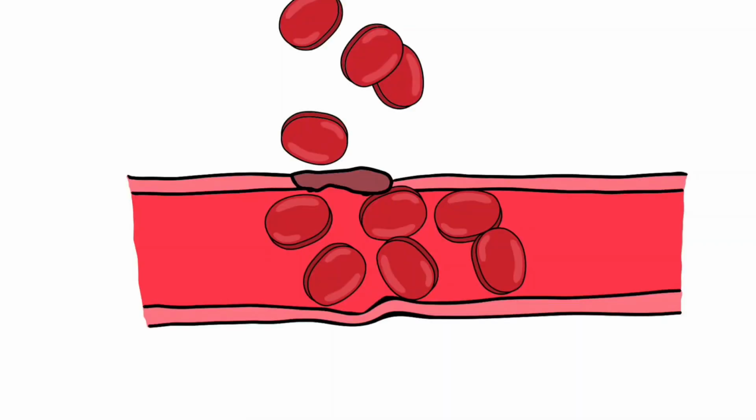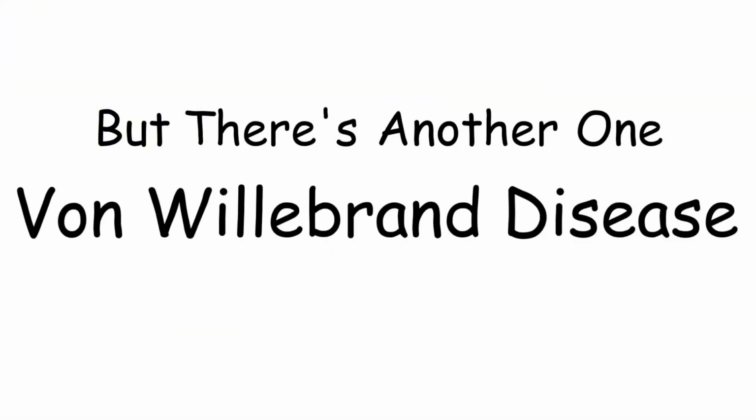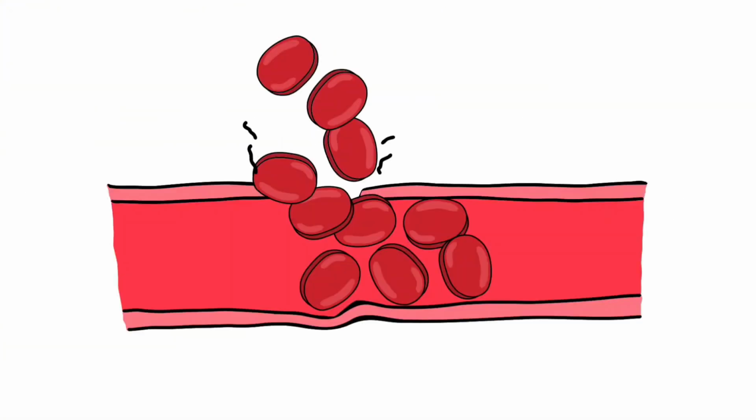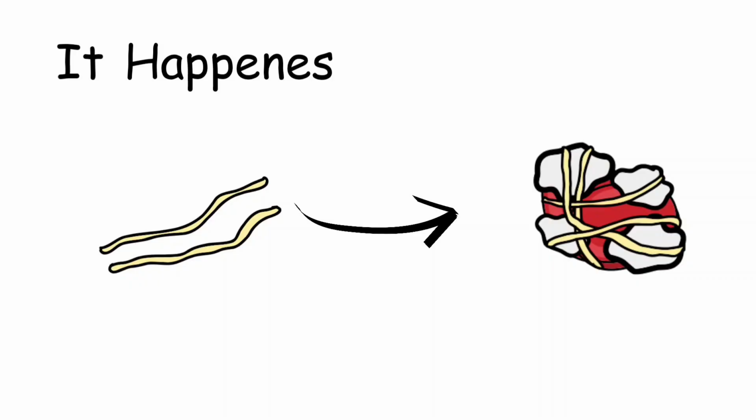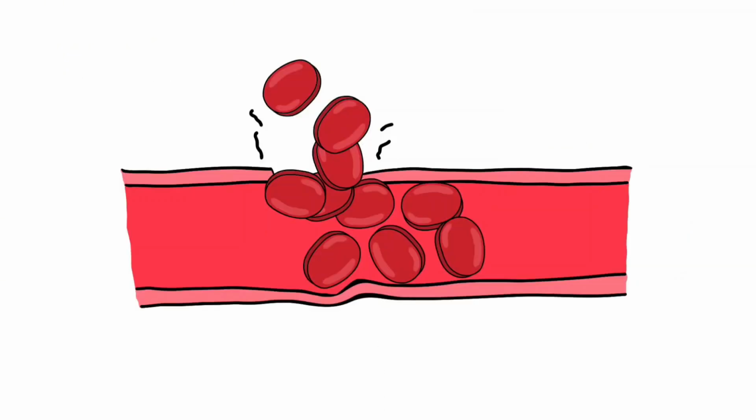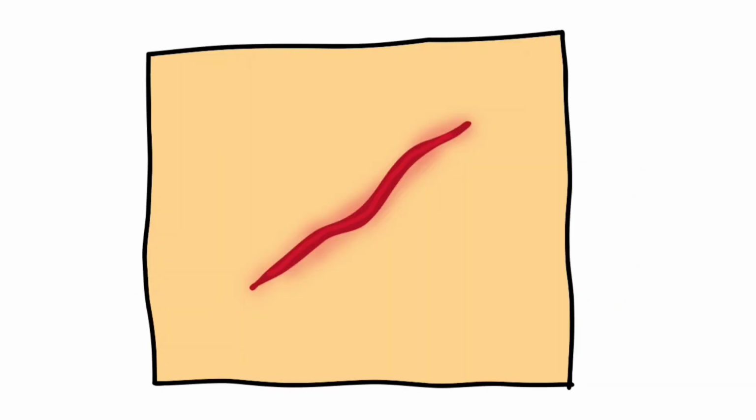On the other end is too little clotting, which we've already seen with hemophilia. But there's another one, von Willebrand disease, the most common inherited bleeding disorder. It happens when a key protein that helps platelets stick together is missing or defective. The result? Frequent nosebleeds, heavy bruising, and wounds that take forever to heal.